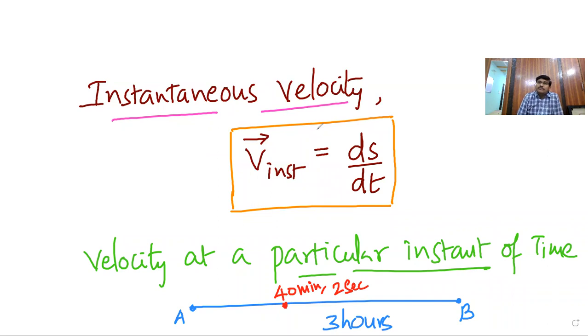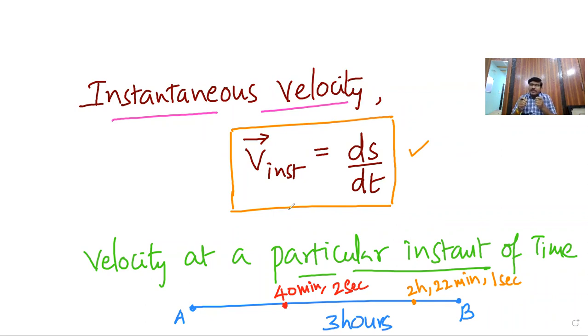Just for example, suppose if you require the velocity at a particular instant of somewhere 2 hours, 22 minutes, 1 second, at this particular instant, that velocity at that particular instant is known as instantaneous velocity. That means instantaneous velocity is for a very, very small period of time. Time period is very small.